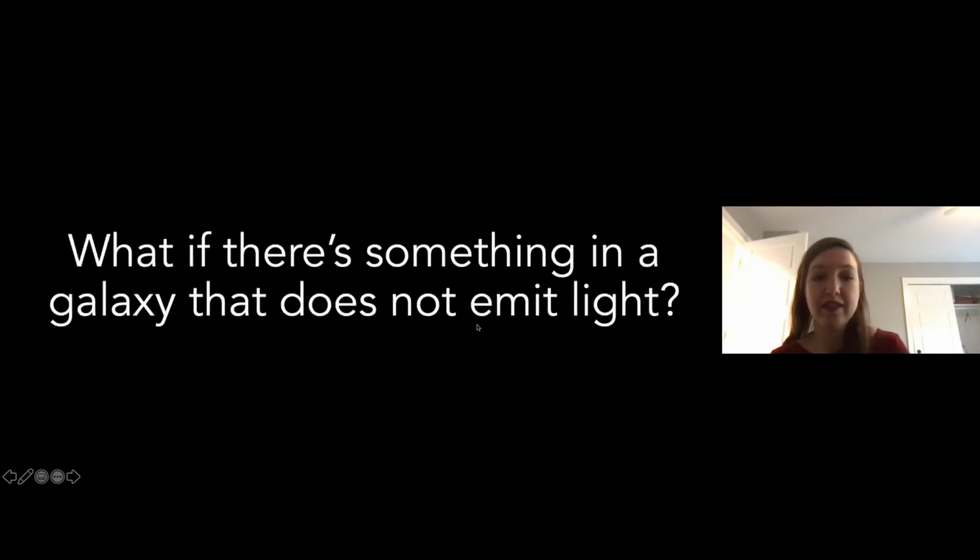Okay, so what if there's something in the galaxy that does not emit light? How do we find out about that? I just got through telling you that we use different types of light to trace different parts of a galaxy, but that presupposes that each component in a galaxy emits light. So what happens if there's something that doesn't emit light? How do we learn about that?